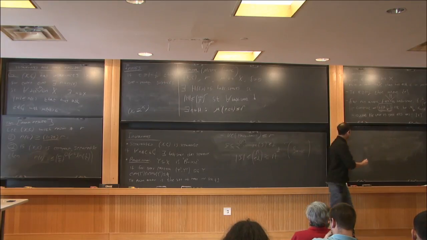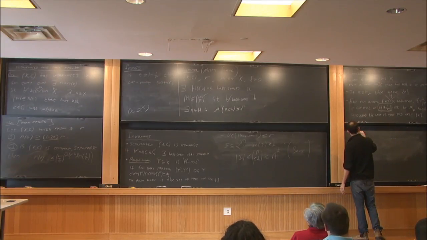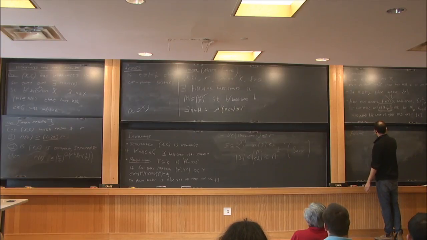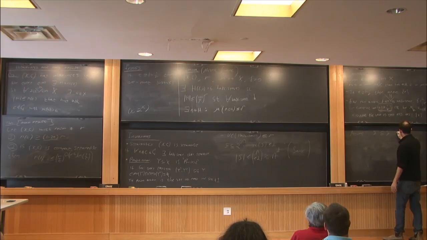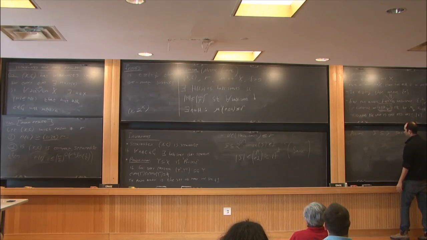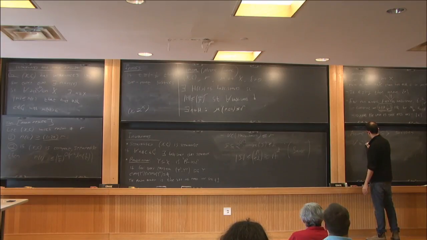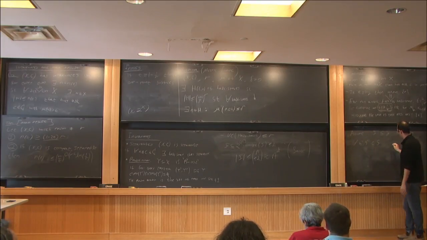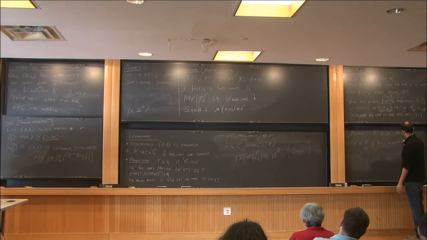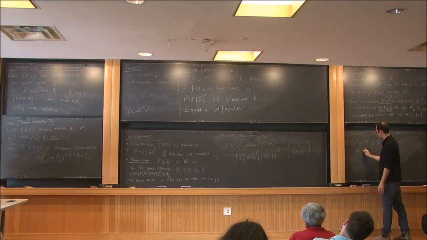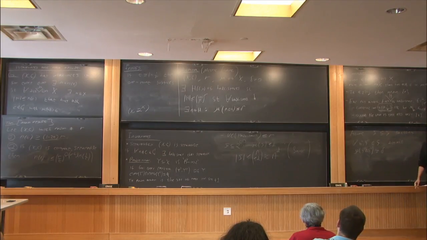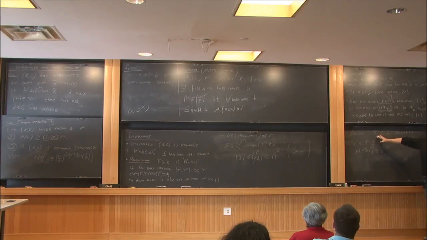Let's assume that F prime, a subset of F, satisfies that for every two distinct elements, the symmetric difference between them is larger than delta. I'm going to prove that any such set has to be small. And if you take a maximal set with this property, you get a metric delta net, because if you cannot add anything, it means that everything is close to something in your set.